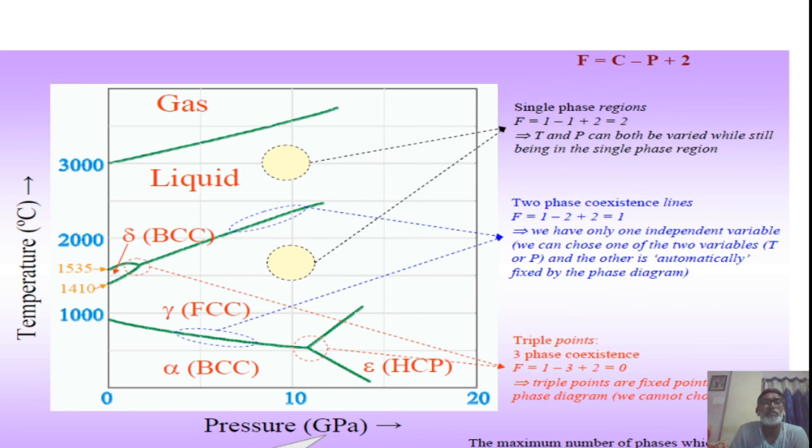At high pressures and low temperatures, the alpha BCC again transforms into an unstable phase, HCP, the hexagonal close-packed structure. Where gamma, BCC, and HCP meet, there is a point called the triple point. This is the importance of the single component phase diagram. Thank you.